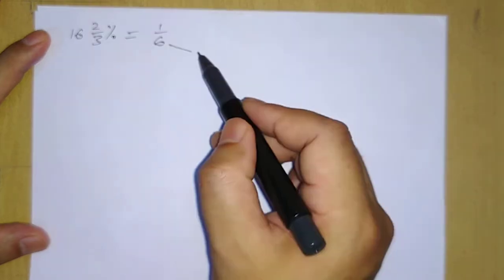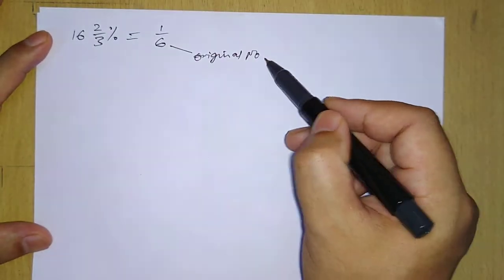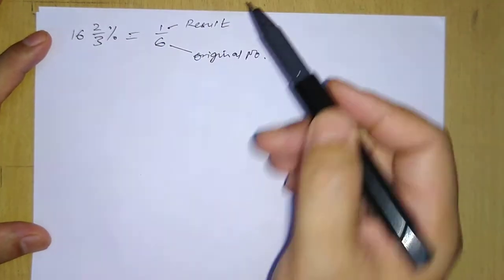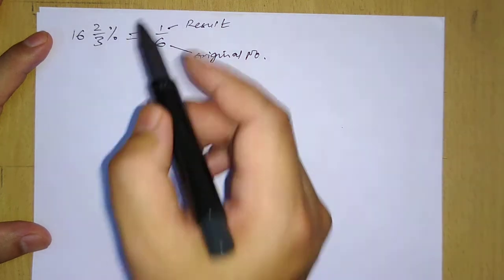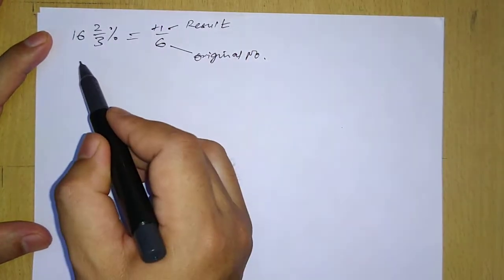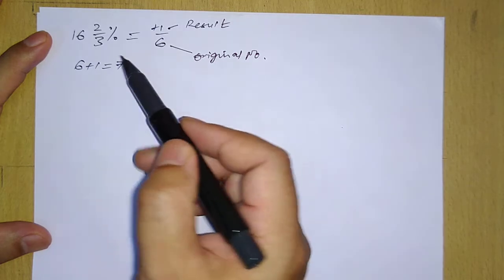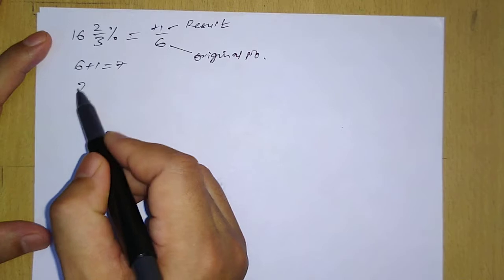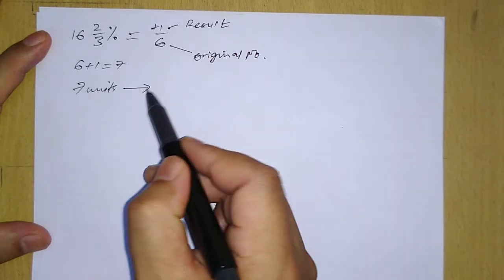Now as I said, this is our original number and this is our result. Now in this case 16 2/3% of a number is added, so that means this is added. So 6 plus 1 is how much? 6 plus 1 is 7. Then the result becomes 4956. So that means 7 units represents how much?